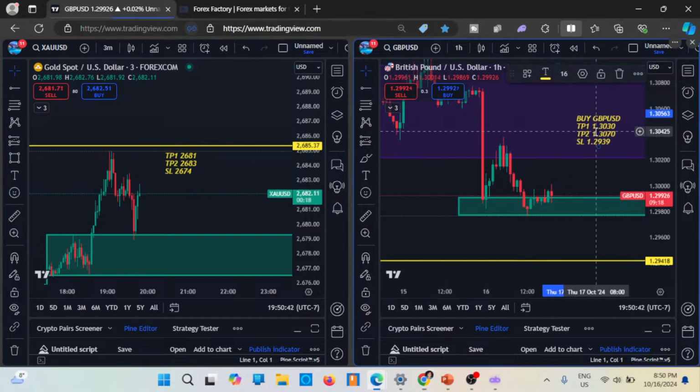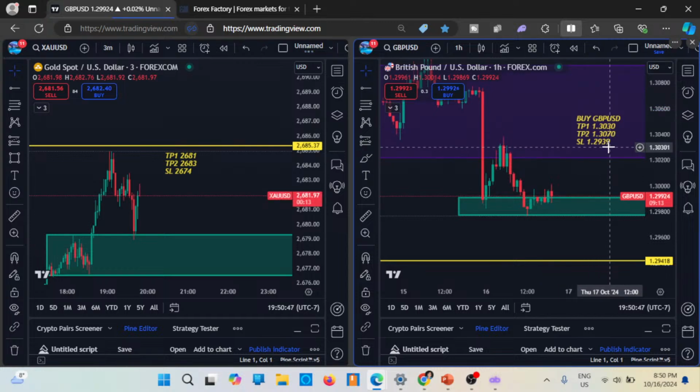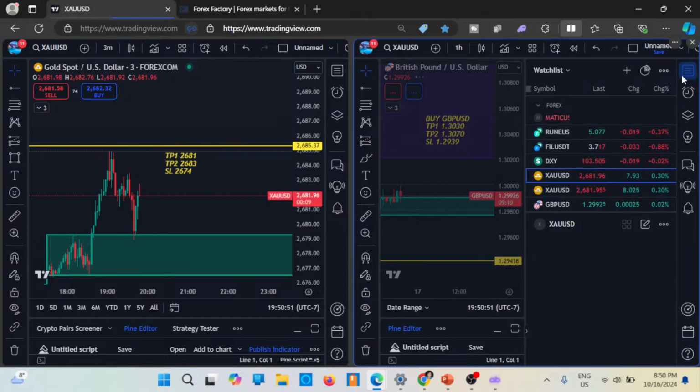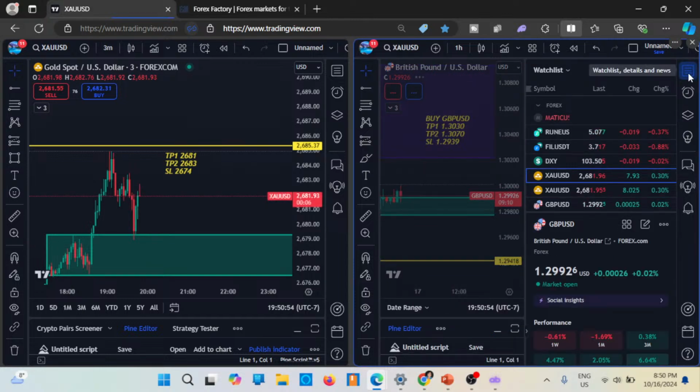Yeah, so this is the SL for GBP/USD there. I wrote it down, 1.2939. Okay, we see the chart for gold. Sure.